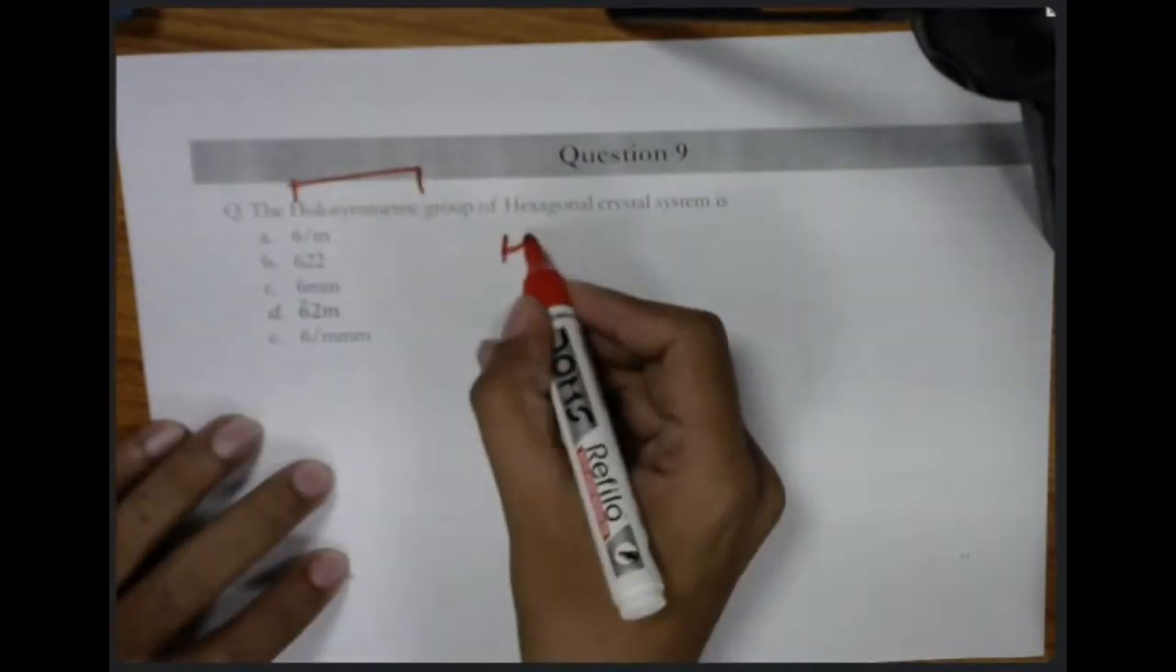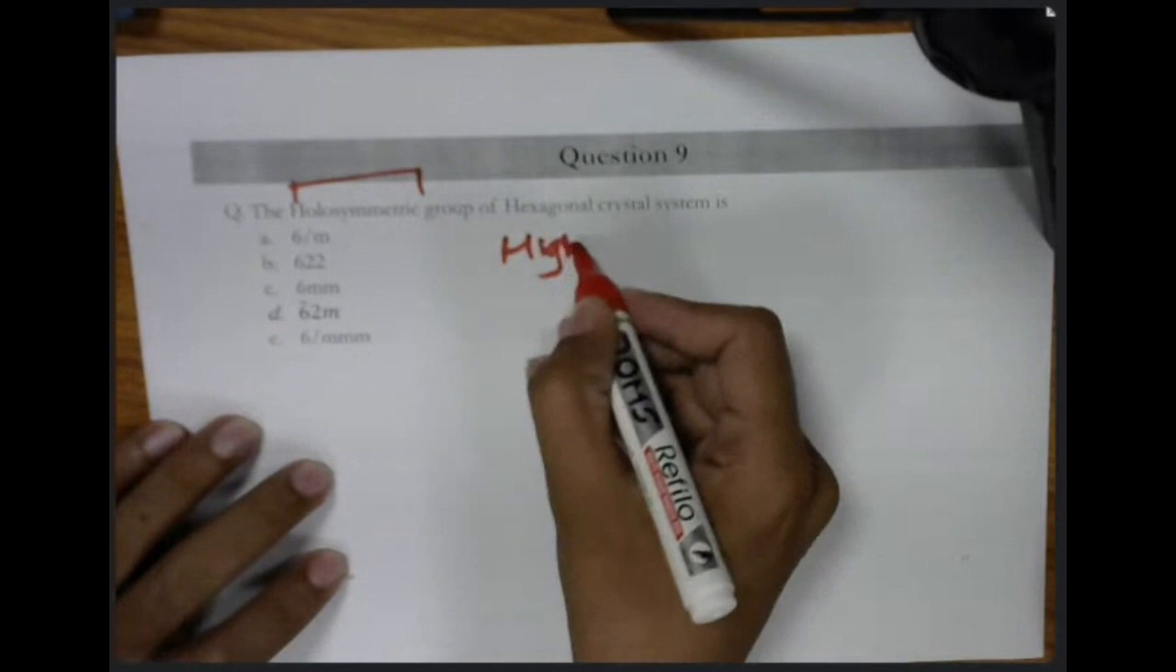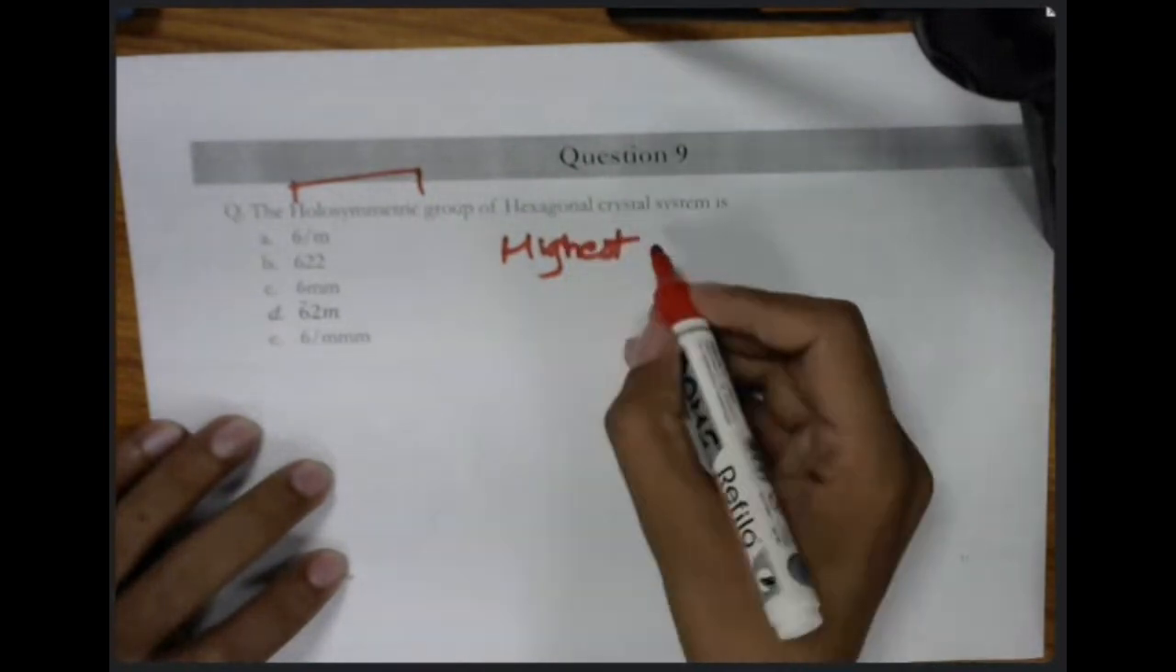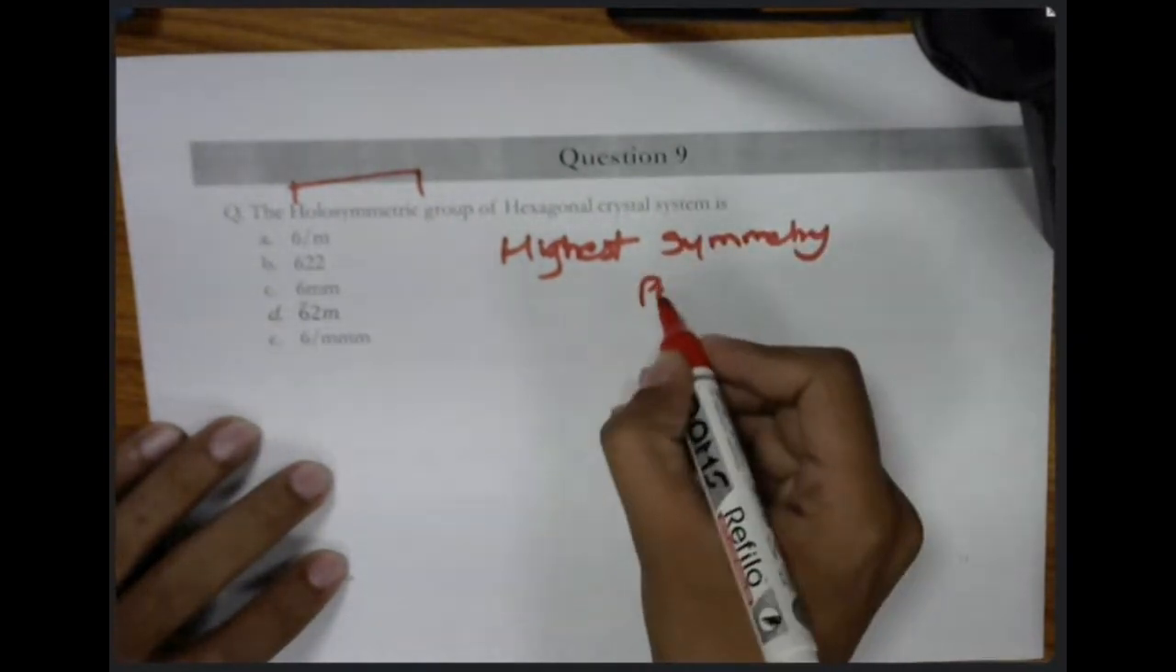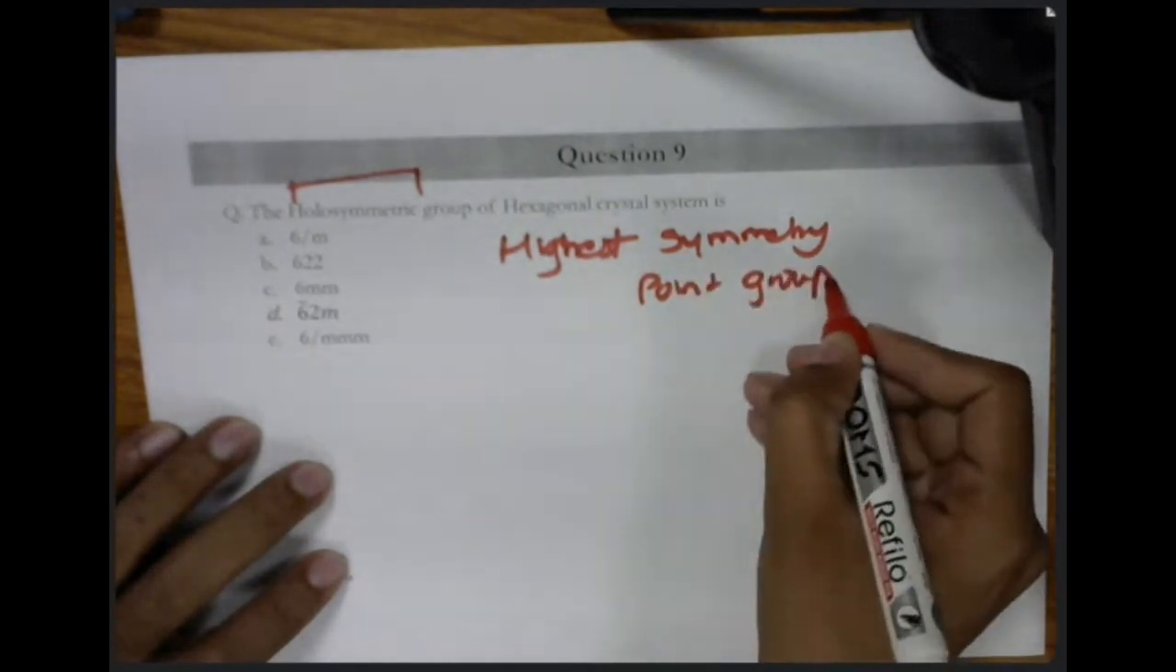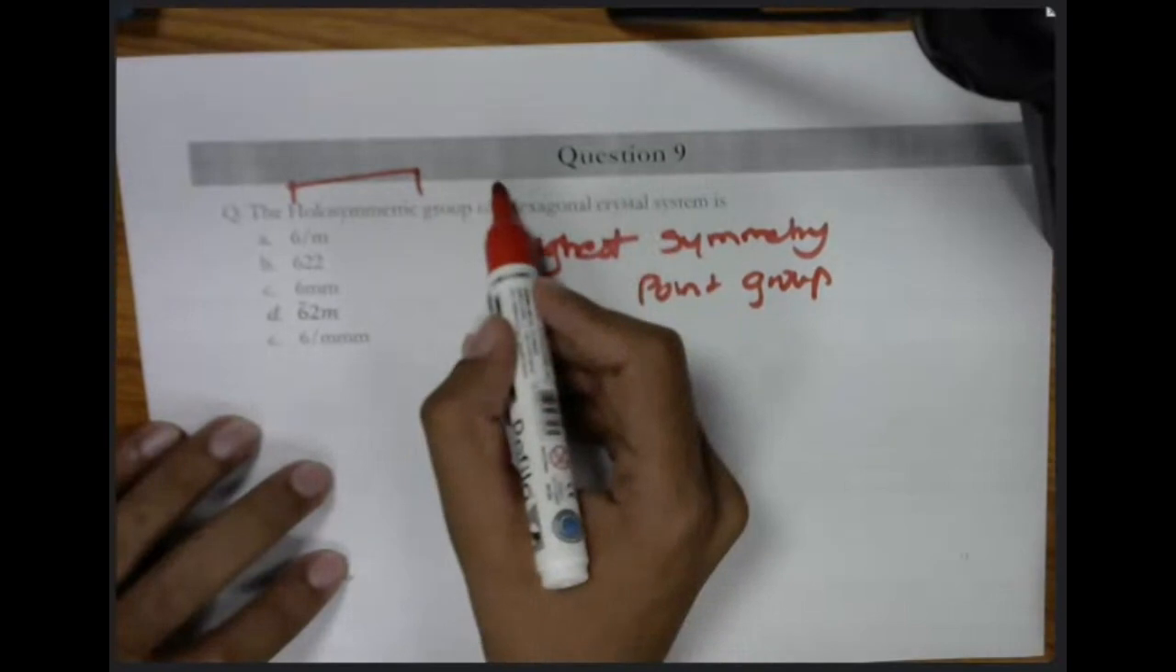Okay, so here it is the holosymmetric group of the hexagonal crystal system. Holosymmetric, that is the highest symmetry point group. That too, we need to find out for the hexagonal system.